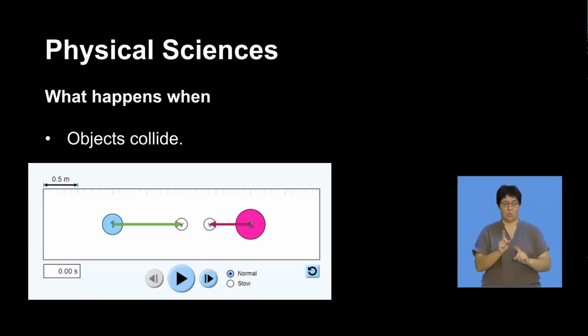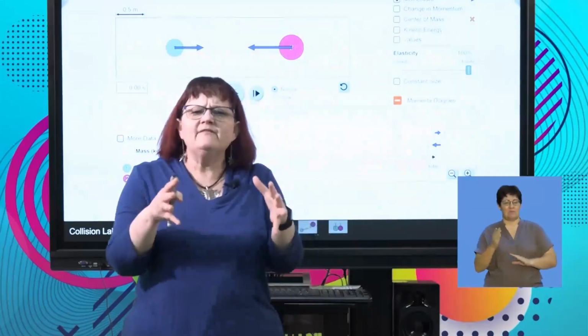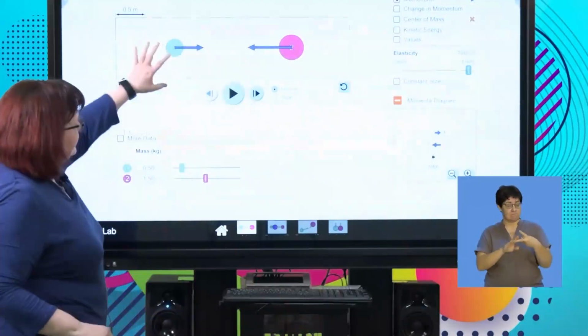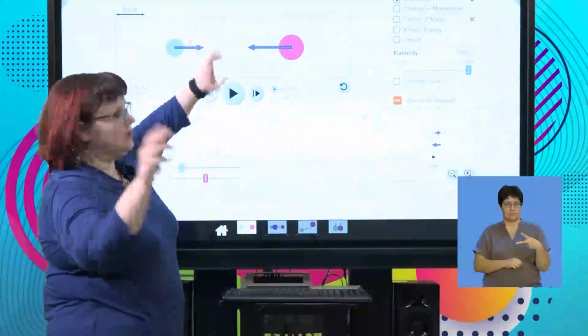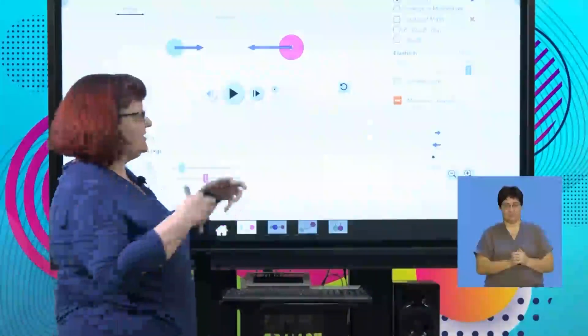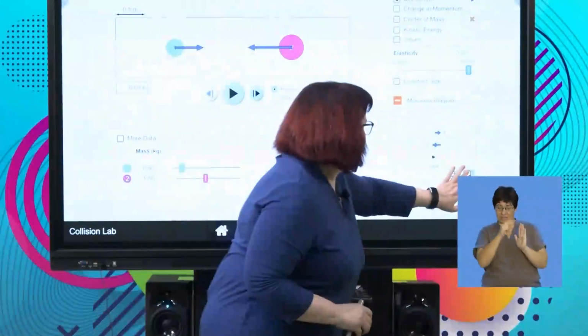Okay? So there we go. So here we have a simulation, and I've set it up, number one, so that you can see the vector diagrams, okay? So this is the momenta diagram. We've done vector diagrams, okay? Two, I'm going to play around with these two objects, okay? And what we're going to look at is we're going to see what happens to this when they collide, okay? So that's very important. I'm going to see if I can make that a bit bigger for you.